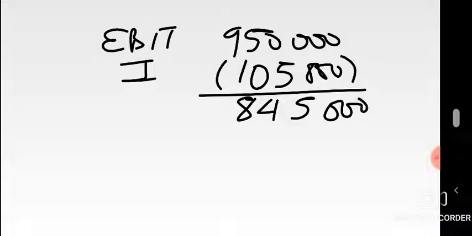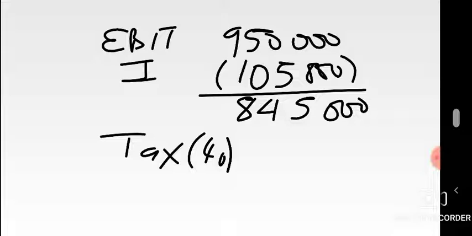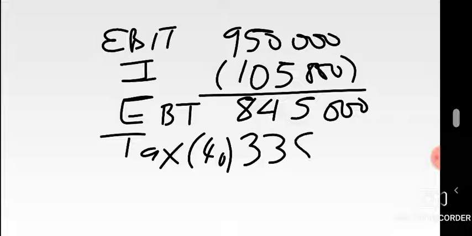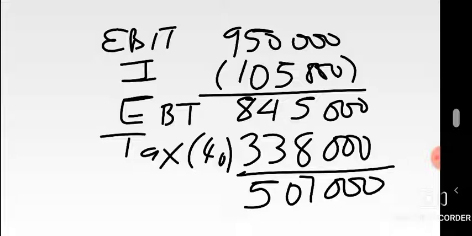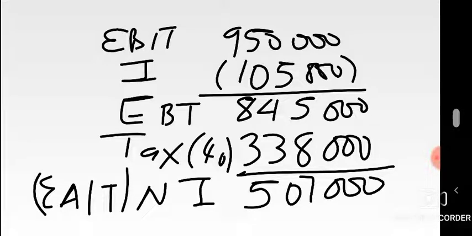845,000. Tax is 40%, right? So where do you charge this 40%? Tax is charged on EBT. Always, tax is charged on EBT. 40% of EBT, which is the 845, I'm getting 338. The difference is net income. I'm getting 507,000 here as my net income, or what other books call EAIT. Done. You found net income.